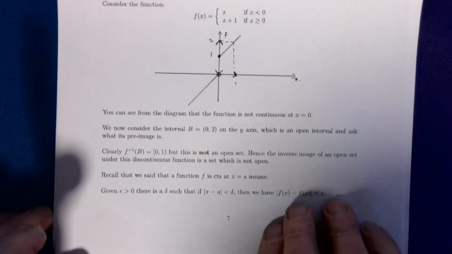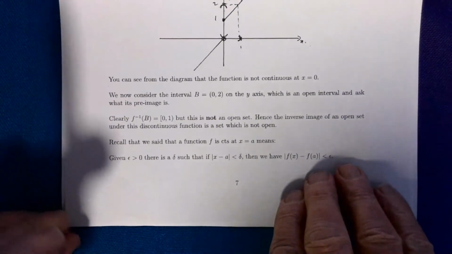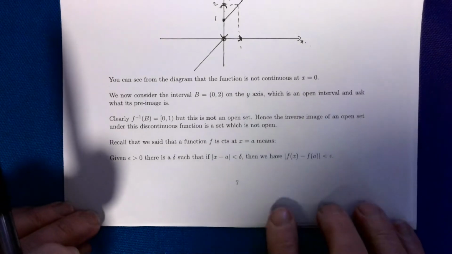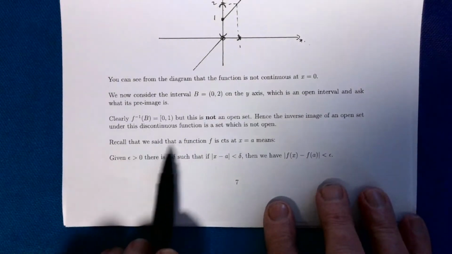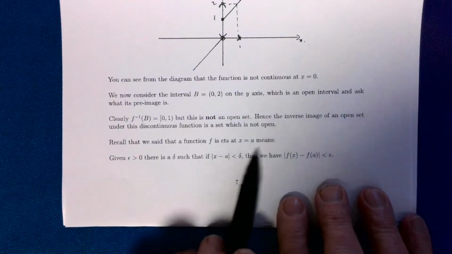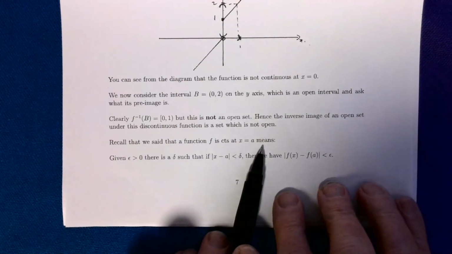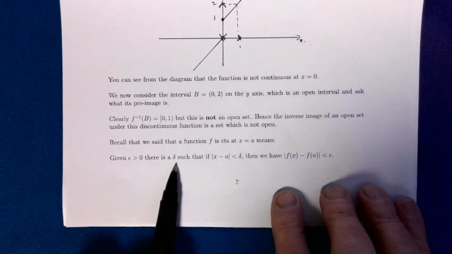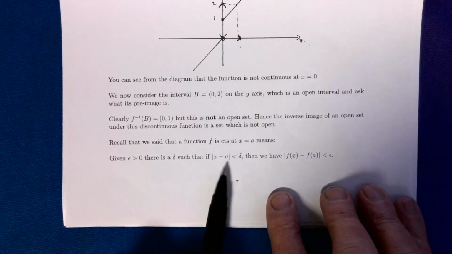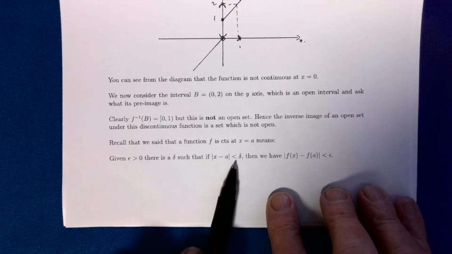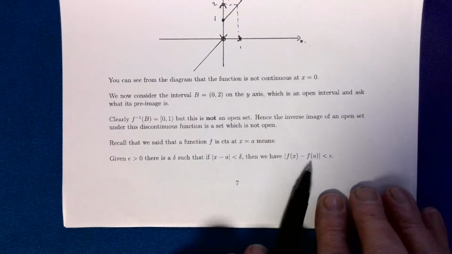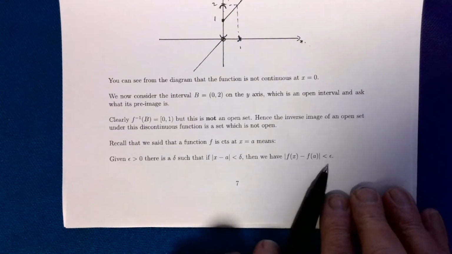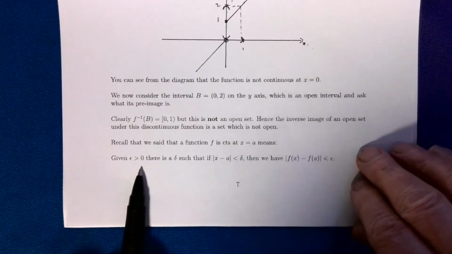Now recall what we said, we'll come back to this in a moment, that a function f is continuous at x equals a. Our epsilon delta definition was: given epsilon bigger than naught, there is a delta bigger than naught, so that if the modulus of x minus a is less than delta, then the modulus of f of x minus f of a is less than epsilon. That was our epsilon delta definition.